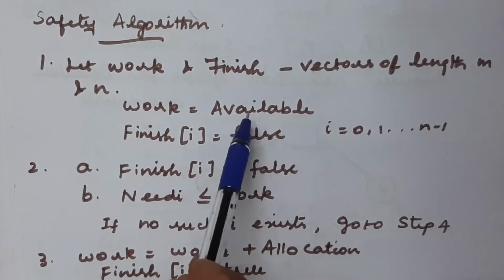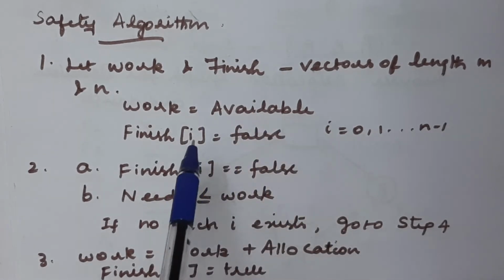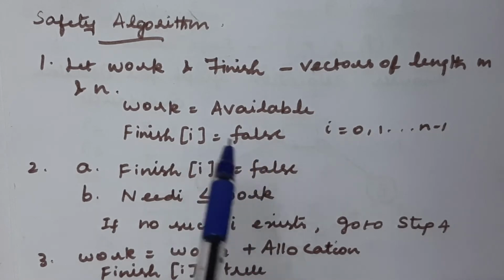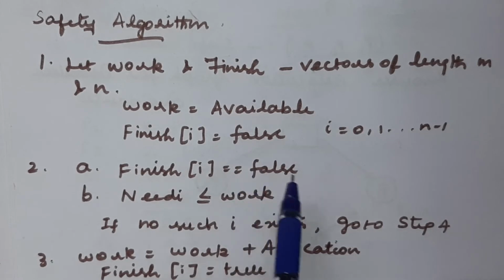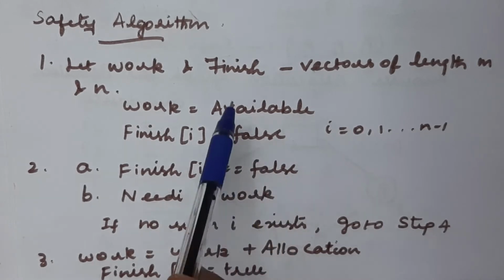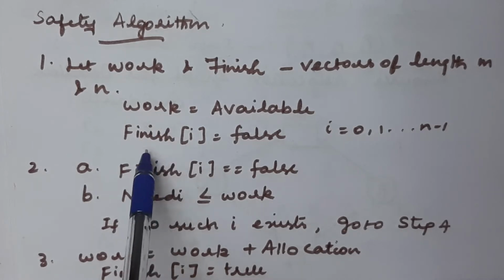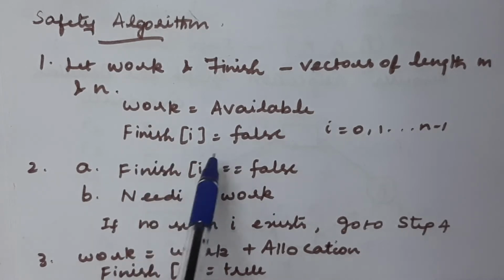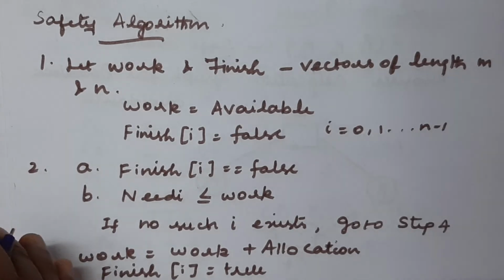As I said, available is nothing but what remains after the allocation of resources to the processes. Not all the resources, to some extent we will be allocating the resources. So after that, how many resources we have currently, that is what is available. That same value we are assigning to work. And the next one is finish of i equal to false, which means we are going to start the process here. Where i represents the process number.